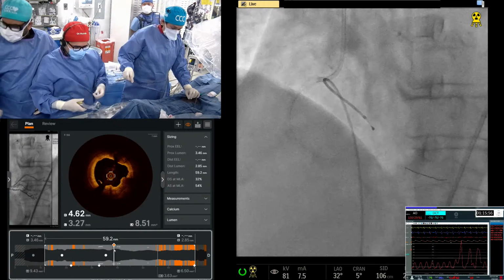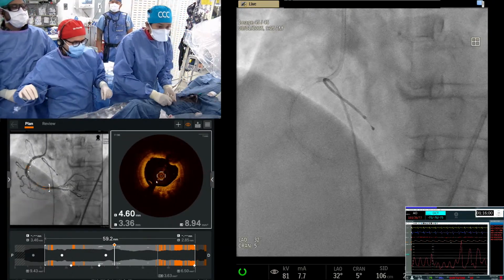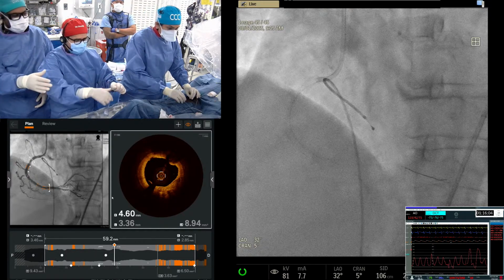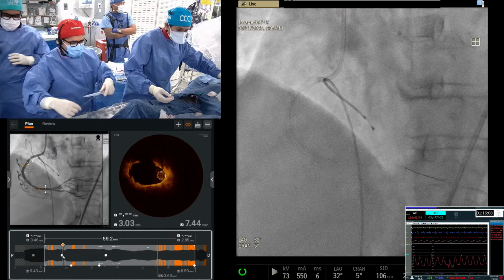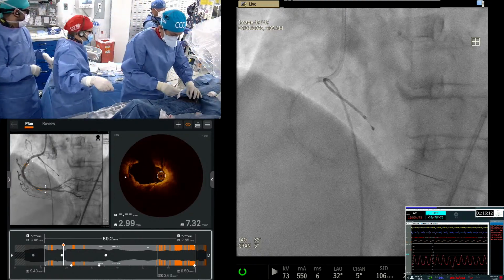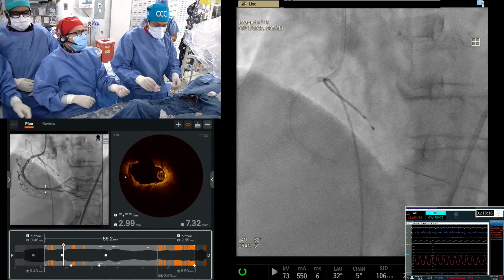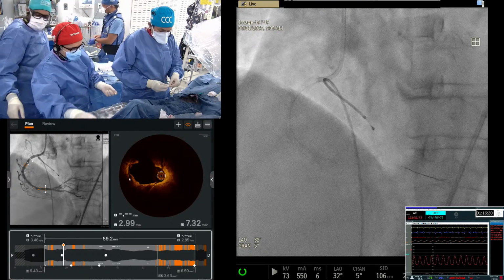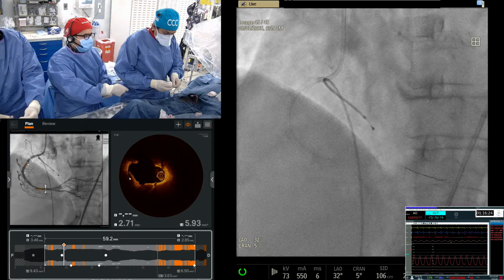Yeah. So we are going to post it and then final OCT. So we're not going to do, because EKG is fine. Let's not do. One more picture. Yeah. So he said up to the acute angle of the RCA was 3.5. So we will go till there and post dilate. And the distal RCA, we will leave it at 3.5.